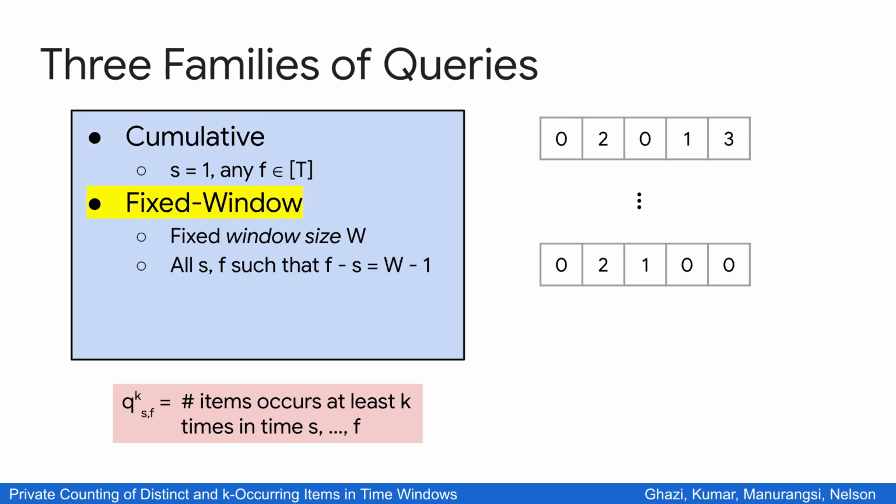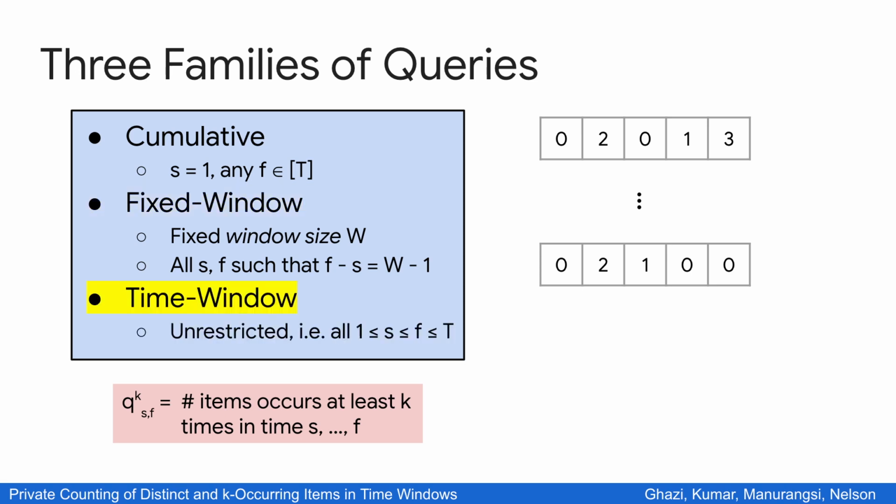Next, we consider the fixed window queries. In this setting, there will be a fixed window size W given beforehand, and we only consider the windows that are exactly of size W. In particular, in this example, we would have 3 queries if the window size W is equal to 3. Finally, we consider the family of all possible queries without any restriction. So we consider all possible s and f. So in this setting, there would be t choose 2 queries.